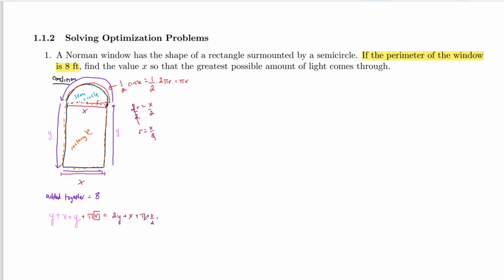It's up to you how you simplify this. Since we have an x here and here, we can think about factoring the x out. And we have 1x plus pi over 2. Oops, this is supposed to be a plus, not an equal. Go ahead and fix that real quickly. So this is our perimeter equation. The 2y is this side and this side. The 1x is the bottom side, and the pi over 2 x is the semicircle side. And this is all added together to equal 8.